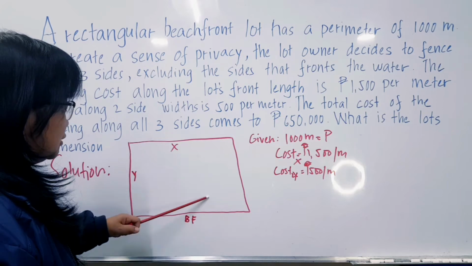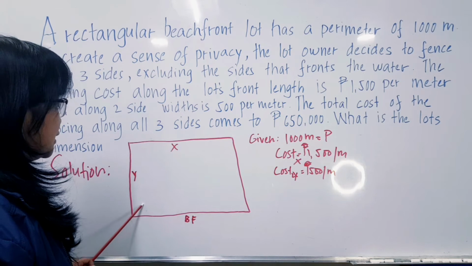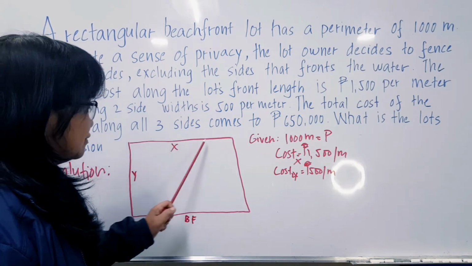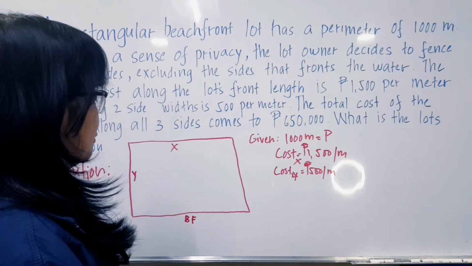Of course, so this one is excluded. This is not included because we are already putting the fence on the other sides. Ito lang ang bakuran nito, yung tatlong sides.